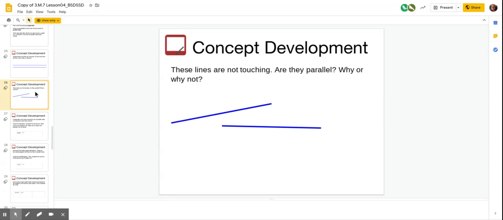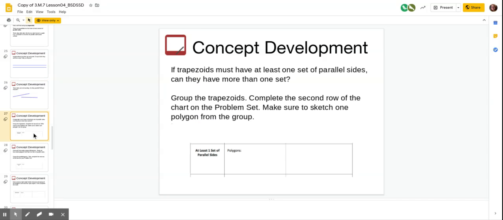Parallel, not parallel. Trapezoids have to have 1 set of parallel sides. So look at your shapes and see which ones have at least 1 set of parallel sides. Then you're going to write the letter for those polygons, and then you're going to sketch them right there.